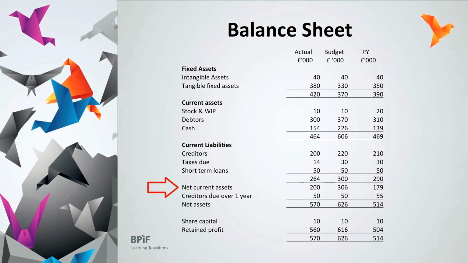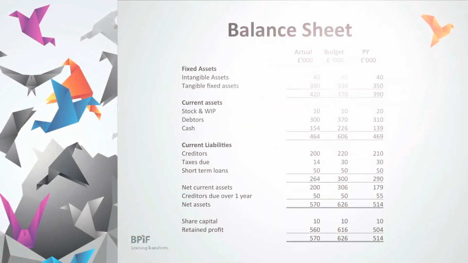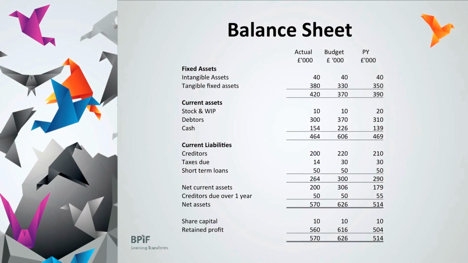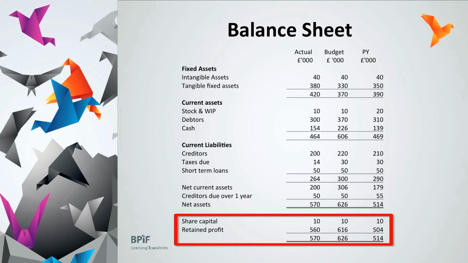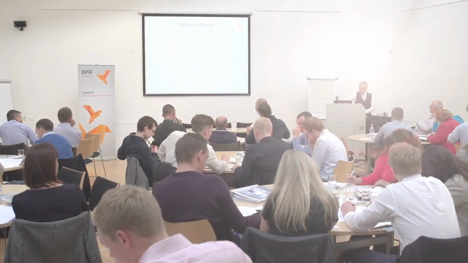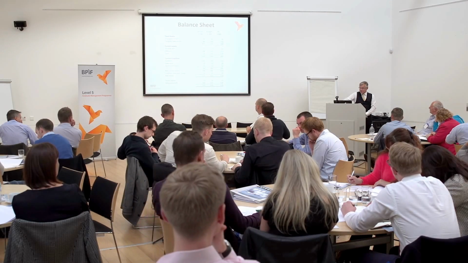And then the net of current assets and current liabilities is known as net current assets, or net current liabilities if liabilities are larger than assets. And the final part of the top part of the balance sheet is creditors due over 1 year. So there'd be your longer term loans or mortgages outstanding that are repayable for more than 1 year. And then the bottom half is made up of the share capital of the company and retained profit. And the great thing about a balance sheet is it always balances.